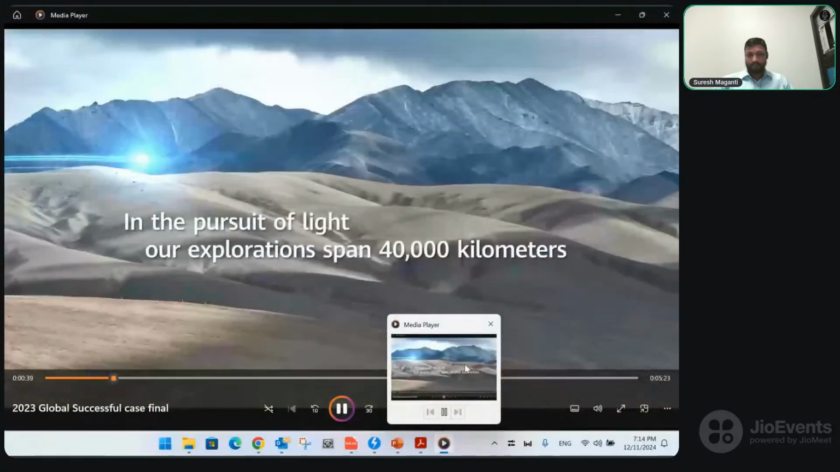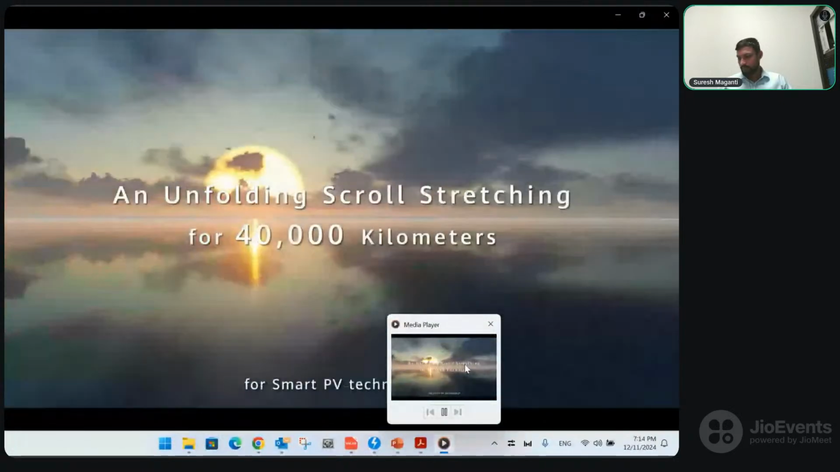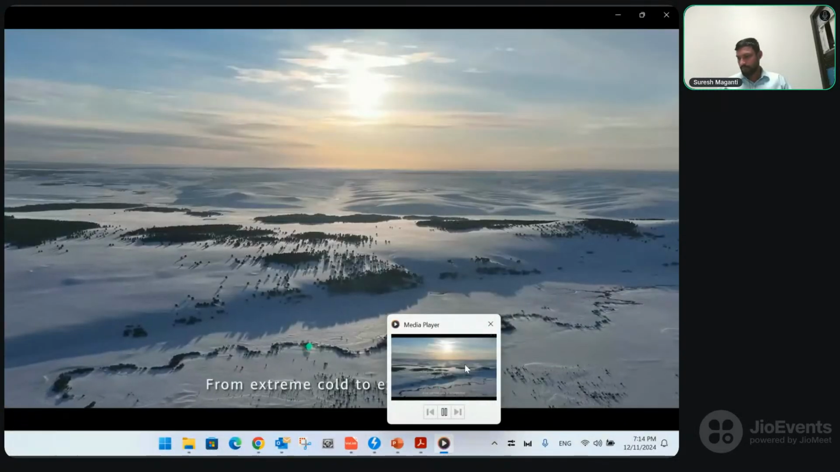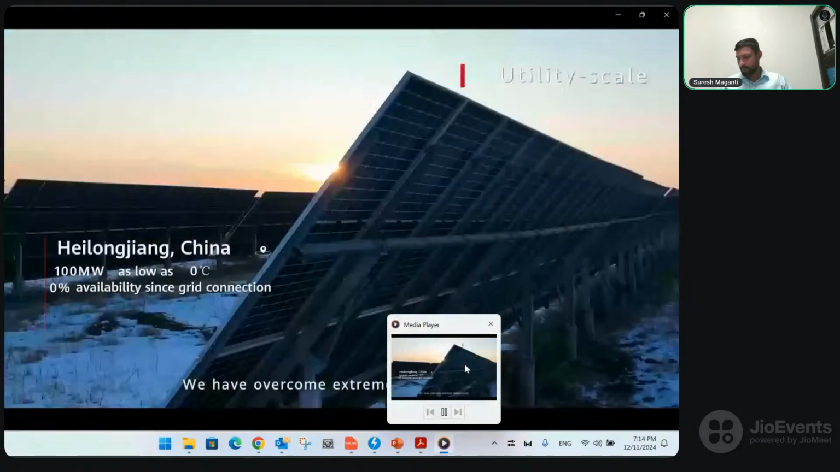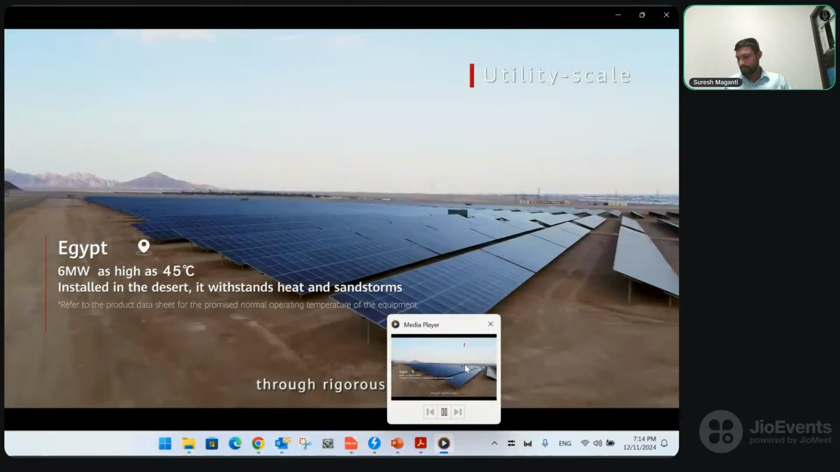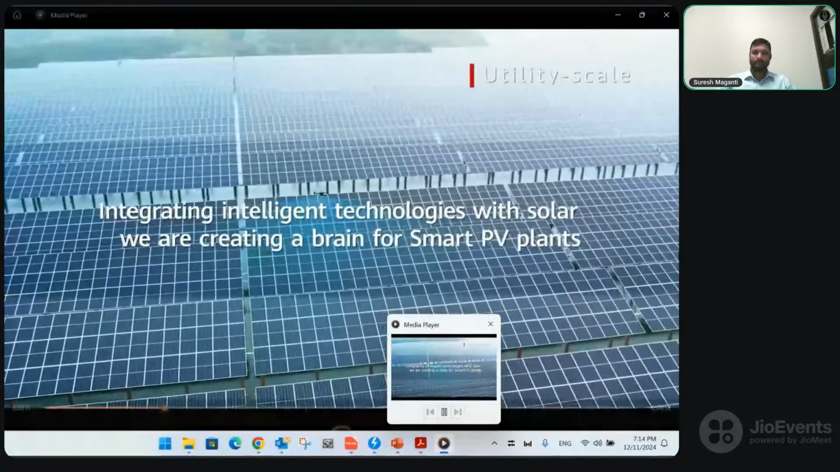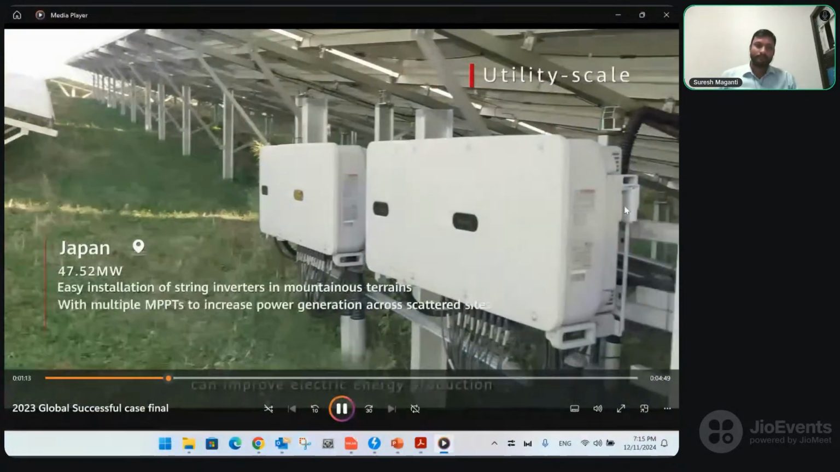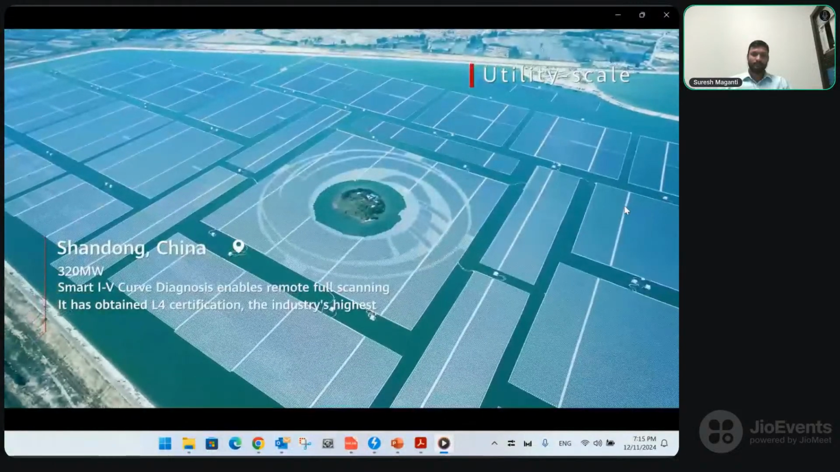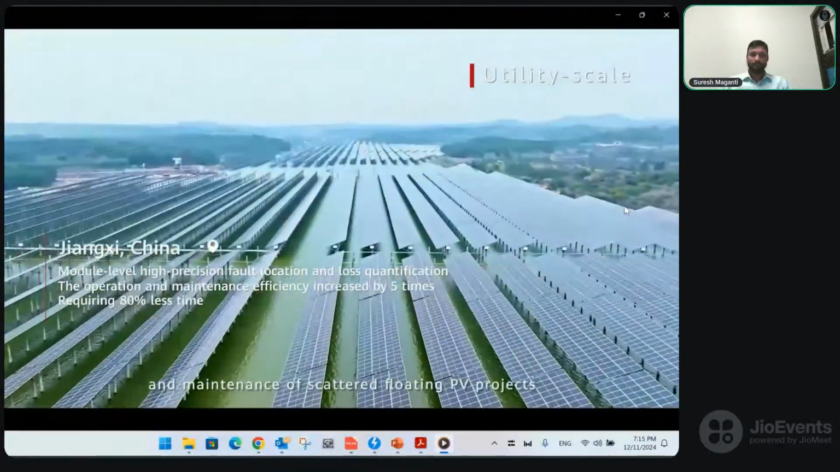In the pursuit of light, our explorations span 40,000 kilometers, creating an ideal landscape for smart PV technologies. How can we generate electricity reliably in extreme environments? From extreme cold to extreme heat, we have overcome extreme temperatures and ensure reliable quality through rigorous tests, integrating intelligent technologies. With solar, we are creating a brain for smart PV plants. High-density power can improve electric energy production. Leading intelligent algorithms have overcome geomorphic restrictions. Smart IV and CV fusion diagnosis simplifies operation and maintenance of scattered floating PV projects.